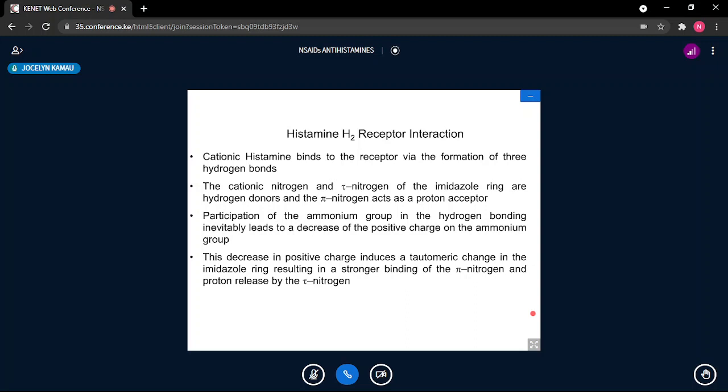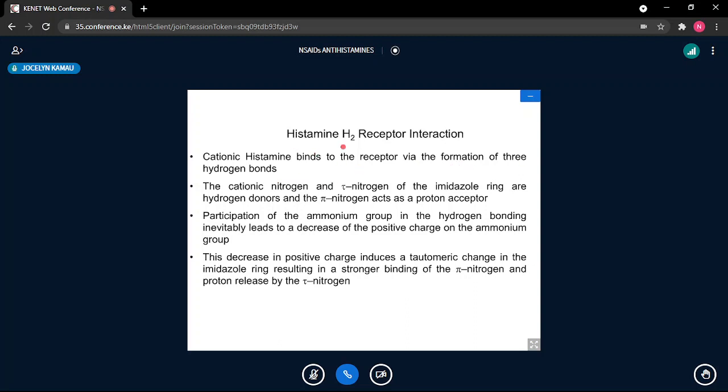So if we have understood everything, then we move on to the histamine H2 receptor interaction. Remember, we have the H1 interaction, we have the H2 interaction. So here we are saying we do have cationic histamine binds the receptor via the formation of 3 hydrogen bonds.